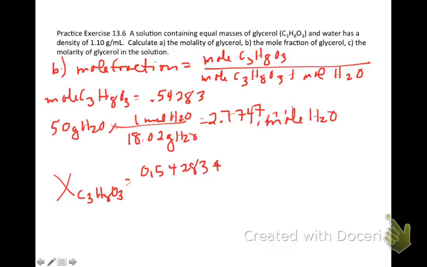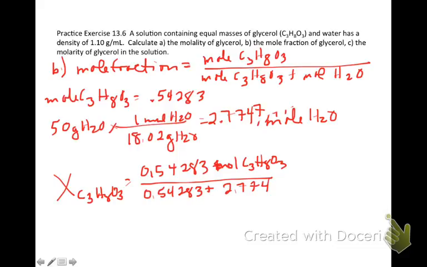So my mole fraction is going to be the moles of glycerol over the moles of glycerol plus the moles of the water. And I get a mole fraction of 0.163625. Rounding it to 3 significant figures should be 0.164.